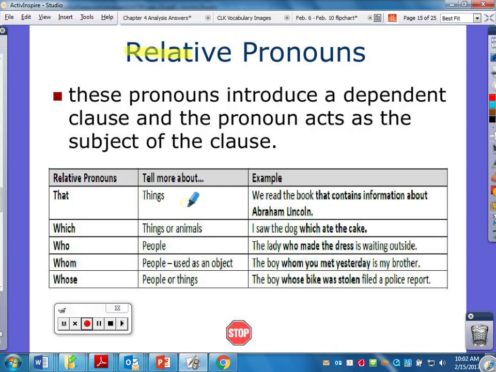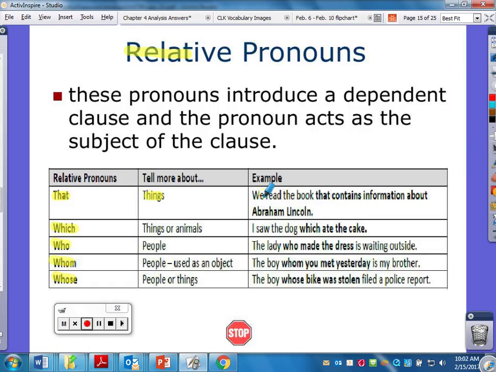Here are your 5 common relative pronouns: that, which, who, whom, whose. Pay attention to how which is spelled. It's W-H-I-C-H, okay? Now, look at what these words will tell more about. The word that will tell more about things.